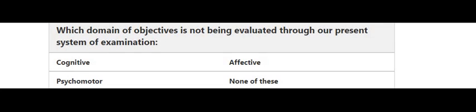Which domain of objectives is not being evaluated through our present system of examination? Cognitive, affective, psychomotor, none of these. Correct answer is affective. The affective domain of objectives is not being evaluated through our present system of examination.